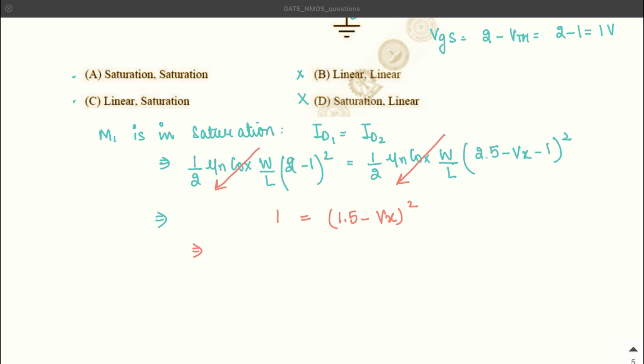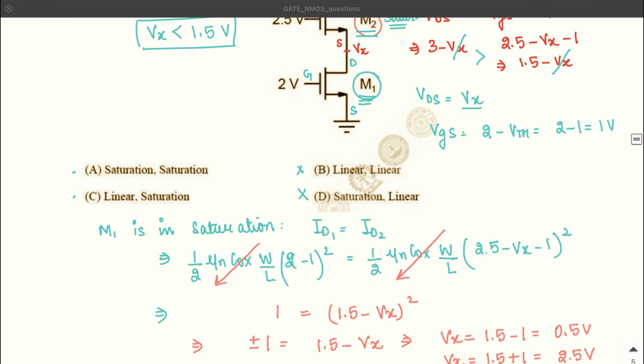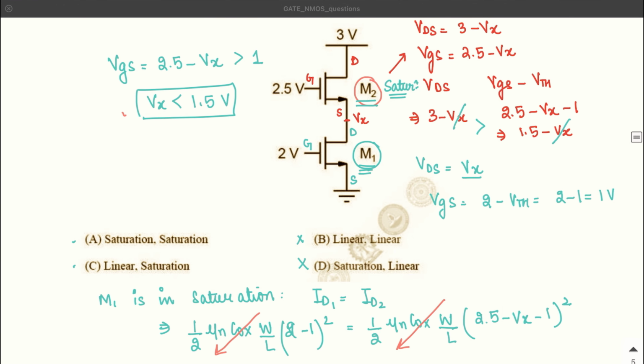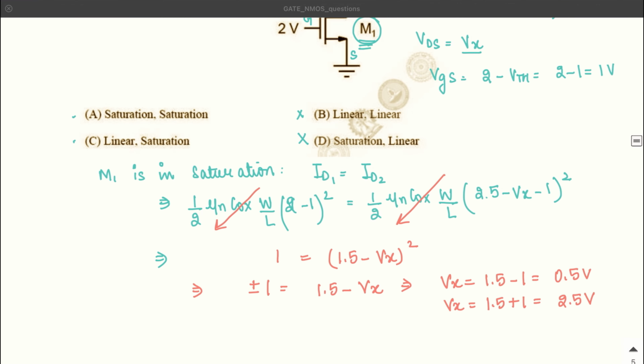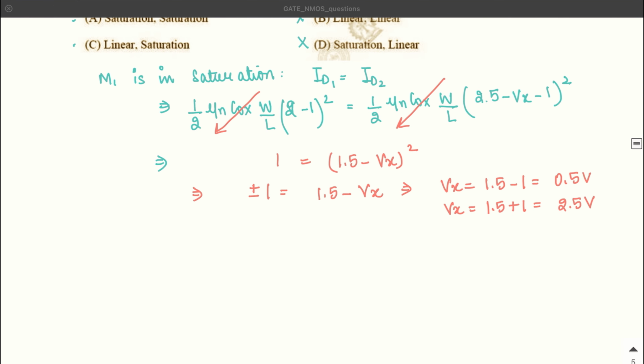We will try to solve this out. We can say that plus minus 1 is equal to 1.5 minus Vx, if we take the square root. Let me consider both the values. If I say this is plus 1, then Vx would be equal to 1.5 minus 1, that is 0.5. And if I consider minus 1, then Vx would be equal to 1.5 plus 1, which is equal to 2.5 volt. But you know that this Vx value has to be less than 1.5. So hence the Vx value should be equal to 0.5.